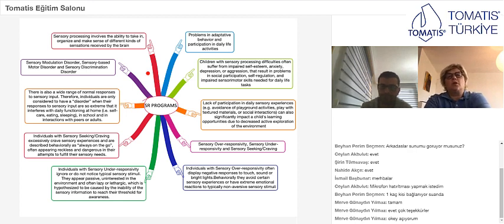Okay, so when we are talking about the SR programs, we are talking about sensory processing, which involves the ability to take in, organize, and make sense of different kinds of sensation received by the brain.